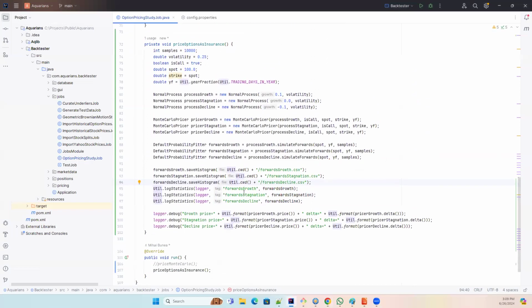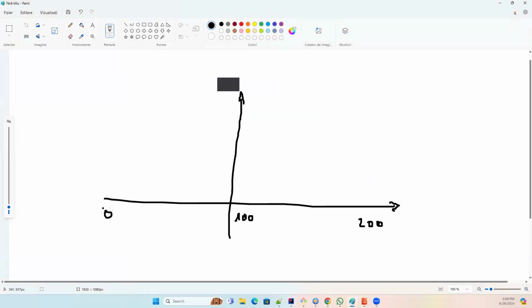So essentially, we have priced options as if they were insurance. So what does that mean? Let's say this would be the option prices. So let's say the stock price today is 100, and it can go up or down.